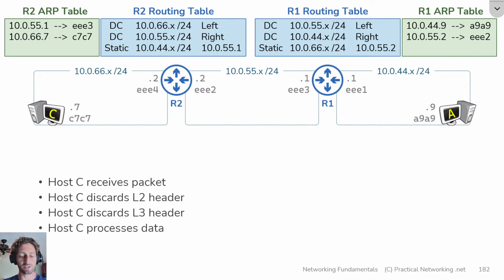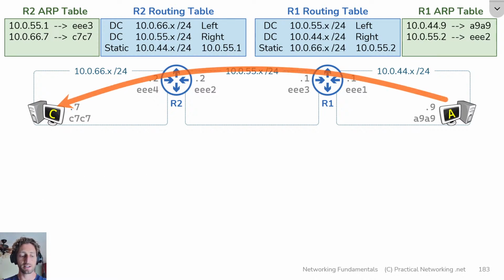That is every single step that is necessary to get data from host A to host C. Hopefully this shows you a bit of how the routers use their routing table and use ARP as necessary in order to create the layer 2 headers to move the packet from hop to hop so it can get from end to end.